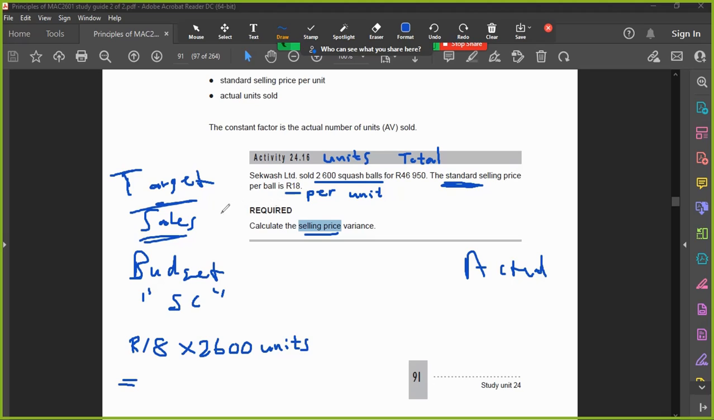Remember we said the standard price is 18 Rand a ball. We just spoke about the targeted sales. If we're budgeting based on the standard price, you said you're going to sell each ball at 18 Rand. And how many balls did we sell? 2,600. So on your calculator, type that in. What do you get? 26 times 18. I'm getting 46,800.